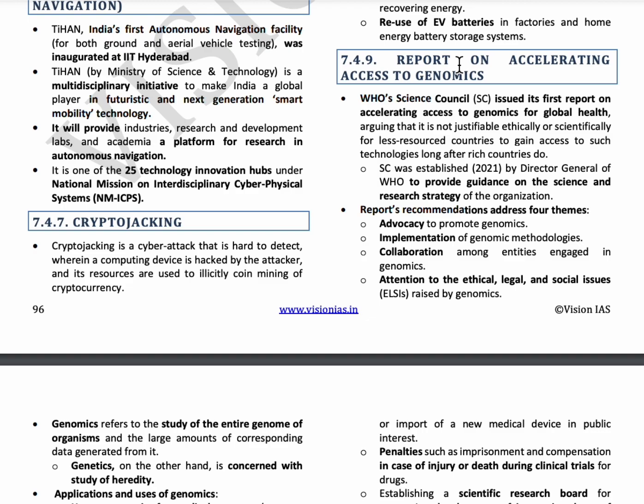The next topic is the report on accelerating access to genomics. A genome is a house of DNA and genes. Genomic technology is used for human genomics for medical purposes, agriculture, aquaculture genomics, biological and medical research, etc. Recently, the World Health Organization's Science Council has issued its first report. In that report, it stated that even though the cost of establishing genomic technology has decreased, low-income countries are not encouraged in the field of accessing genomic technology.